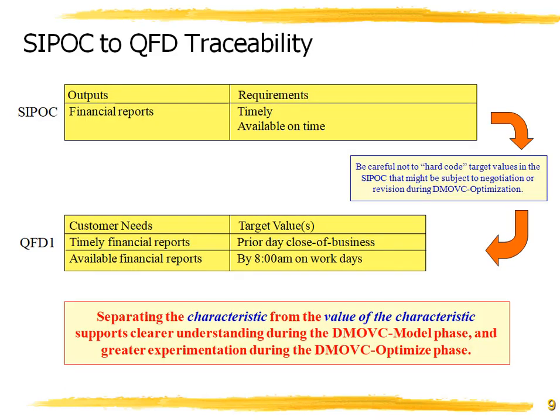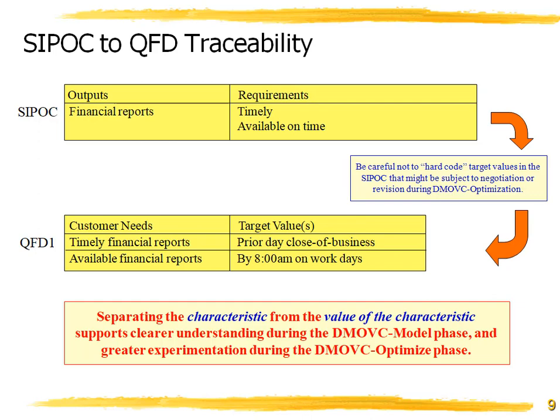So one of the ways I can do that is to split them and use my house of quality to set my targets. Leave my SIPOC requirements very, very high level, timely and available on time, so that my QFD, my house of quality, my needs are for timely financial reports and available financial reports. That matches the SIPOC requirements. And the house of quality is a normal routine way to set targets for those values. So the prior day close of business and by 8 a.m. on work days becomes the target for those two needs.